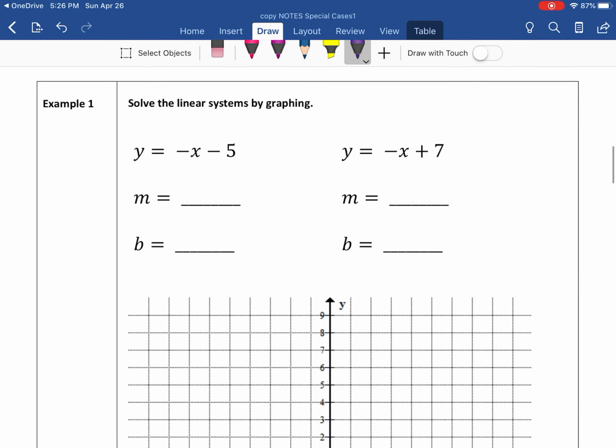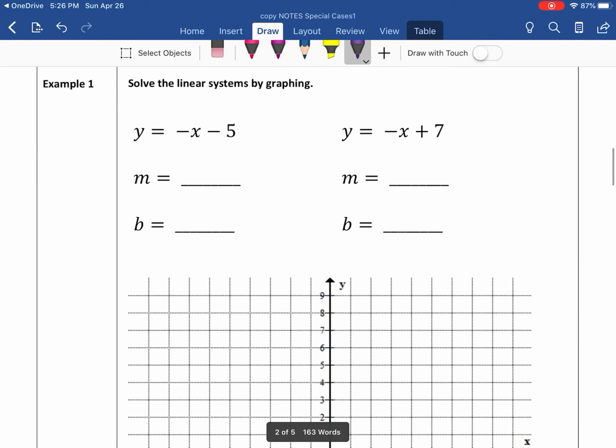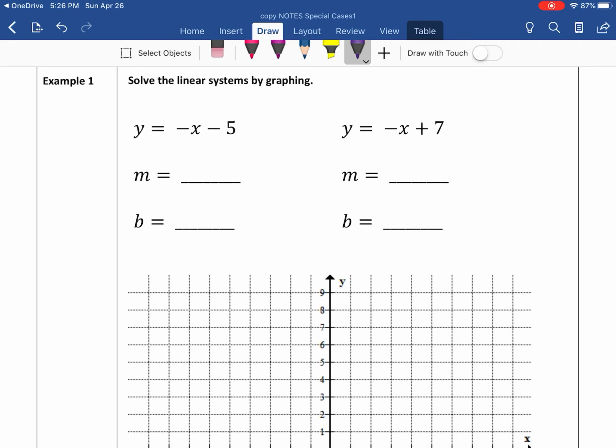Number one. In this situation, we have our two equations, y equals negative x minus 5, and y equals negative x plus 7. Now, when you look at these two equations, what do we notice about them? We know that their slopes are identical. What is their slope? A negative 1. A negative 1 over here, your assumed 1, a negative 1. All right, so now these two equations are not identical, so they are not the same line. However, they have the same slope.